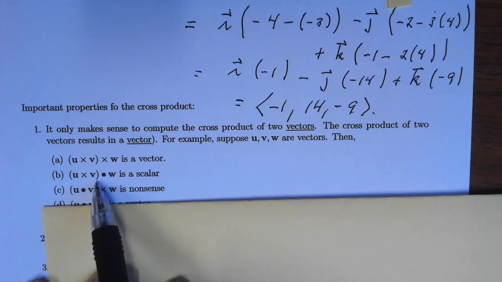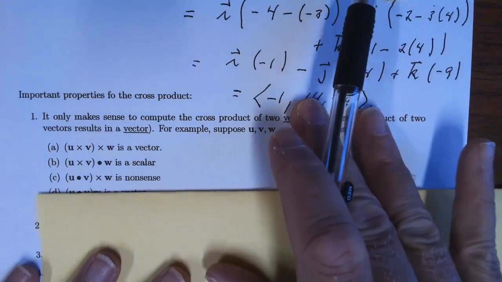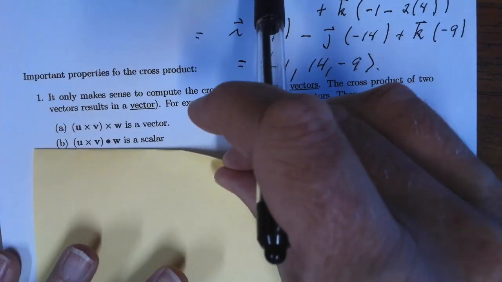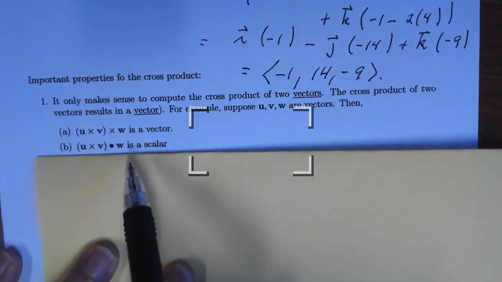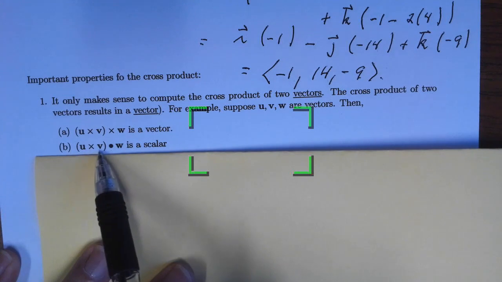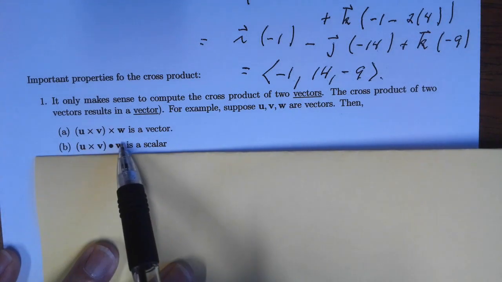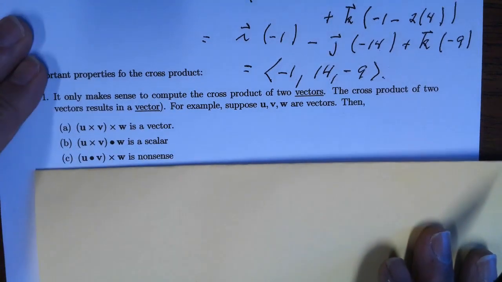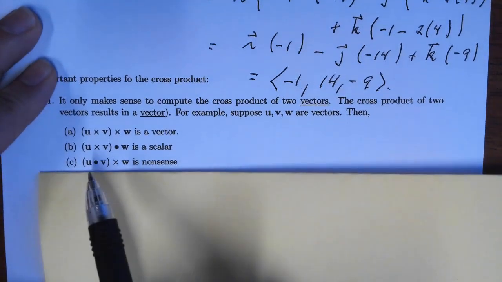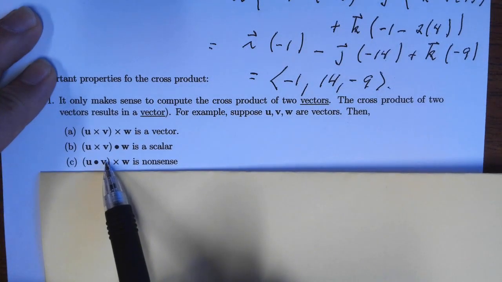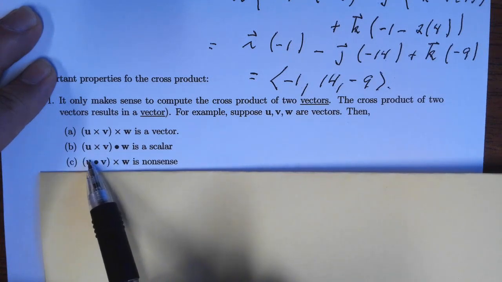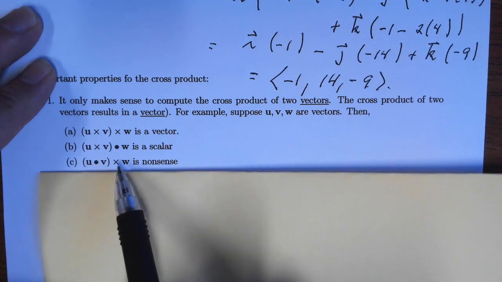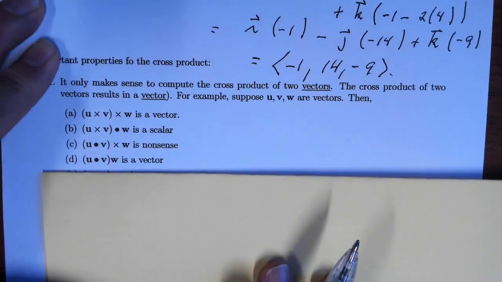Now take a look at this example. U cross V, that's a vector. W is a vector. Can we take the dot product of a vector with a vector? Yes, we can, and the result is a number or a scalar. Now, U dot V, that's a number. Can we take the cross product of a number with a vector? No. So this quantity is nonsense.